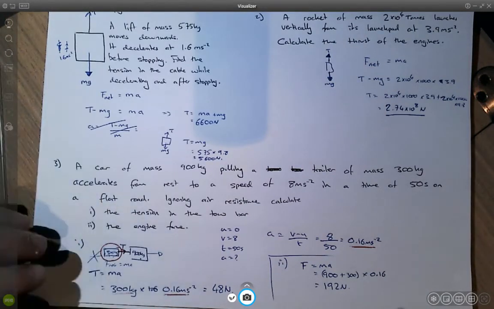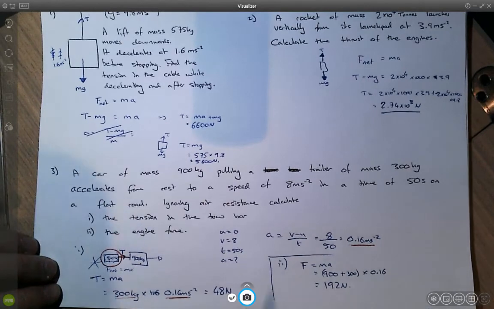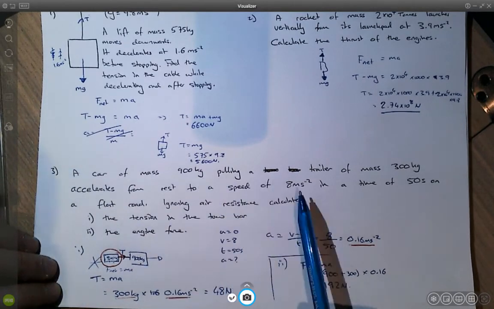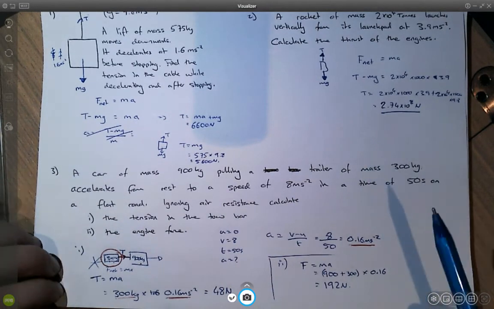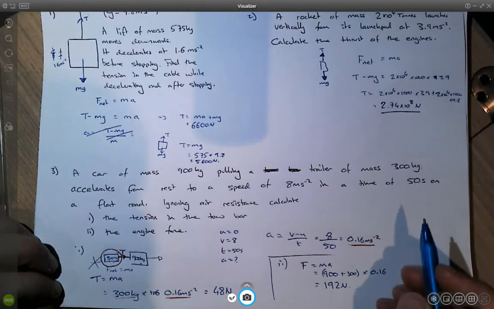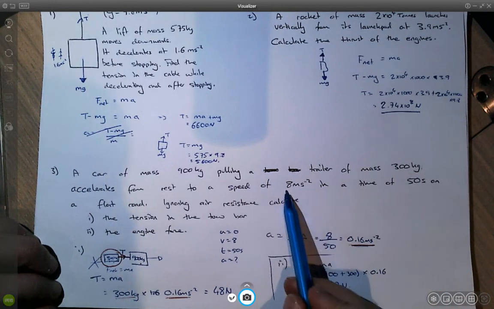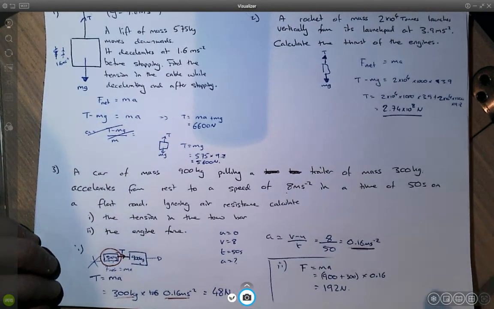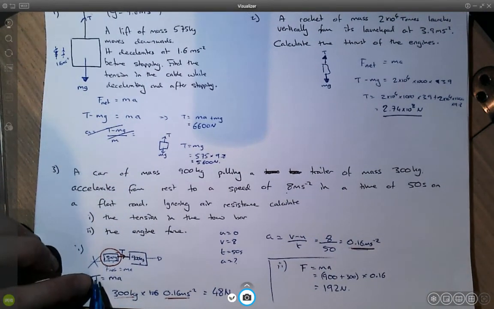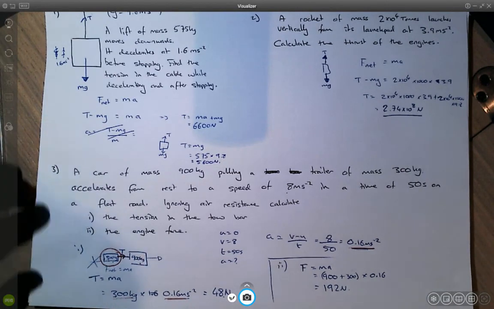These might seem like really small forces, you know, 48 newtons to accelerate something that's 300 kilograms. However, you have to bear in mind this acceleration is really small, and we worked out this acceleration from the information given. We could do a quick check, we could do our force divided by our mass, and we would get the same acceleration, so we know that we are correct.